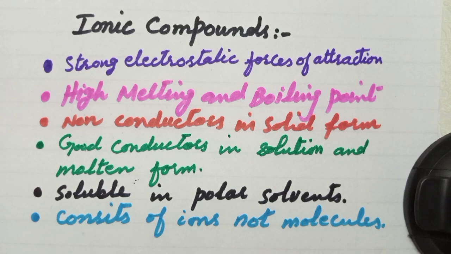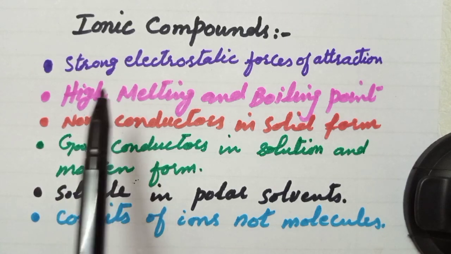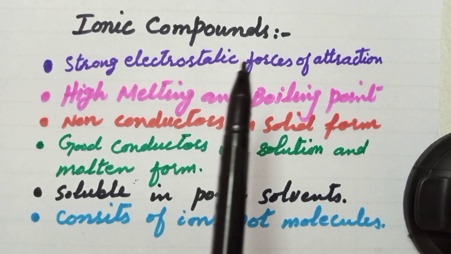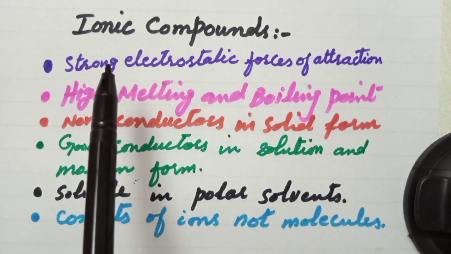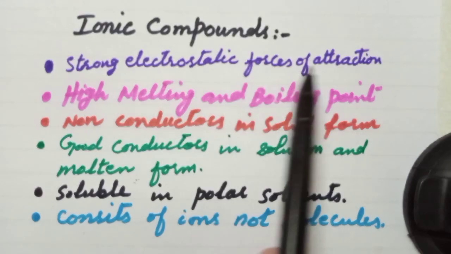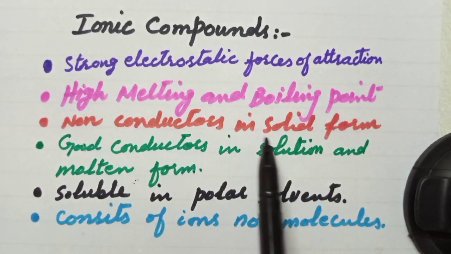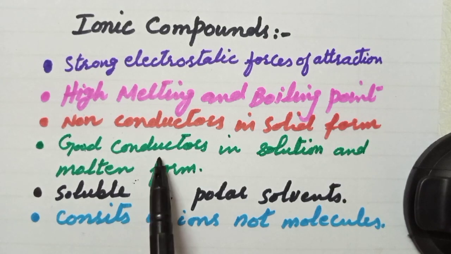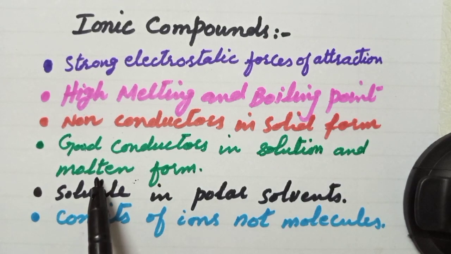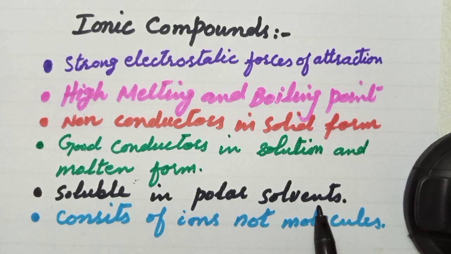I hope students you could understand the properties of the ionic compounds. Here I repeat it for your convenience that the ionic compounds are those compounds which have the ionic bonding and they have strong electrostatic forces of attraction, high melting and boiling point, non-conductors in solid form but good conductors in solution and molten form, and they are soluble in polar solvents and they consist of the ions, not the molecules.